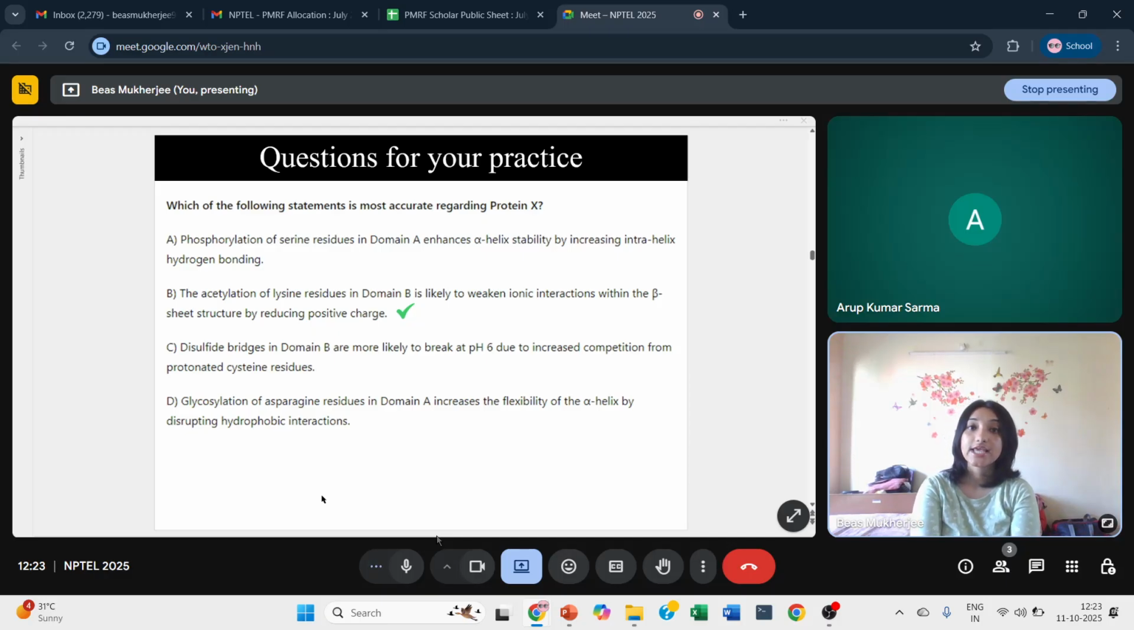Option C is disulfide bridges in domain B are most likely to break at pH 6 due to increased competition from the protonated cysteine residues. Option D is glycosylation of asparagine residues in domain A increases the flexibility of the alpha helix by disrupting the hydrophobic interactions. Out of all of these different options, option B is the most appropriate. This is the most correct option.